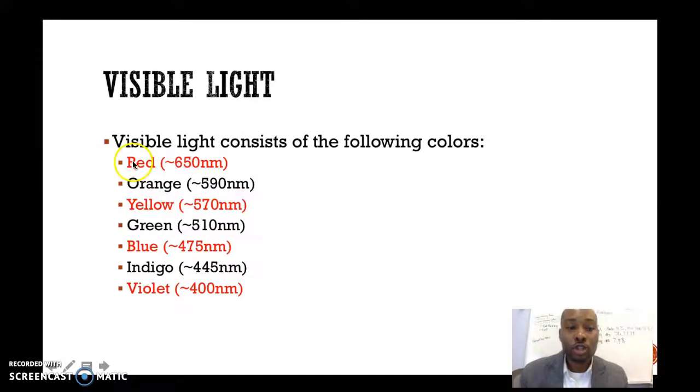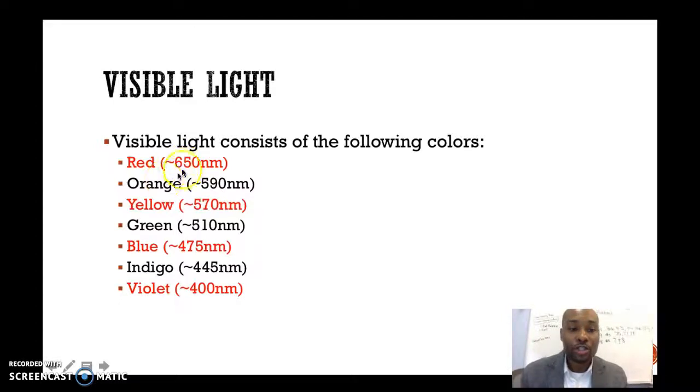Okay, and it's important to note that visible light consists of the following colors. So you have red light, which is approximately 650 nanometers, orange, which is about 590 nanometers, yellow, which is approximately 570 nanometers, green, which is about 510 nanometers, blue, which is about 475 nanometers, indigo, about 445, and violet, which is about 400.